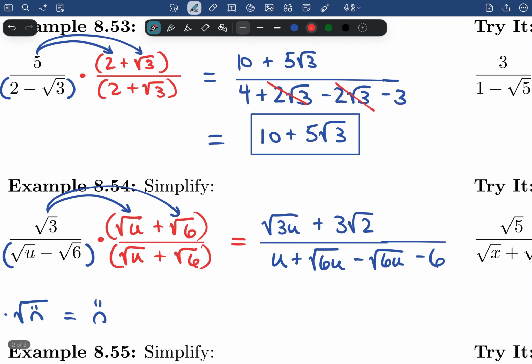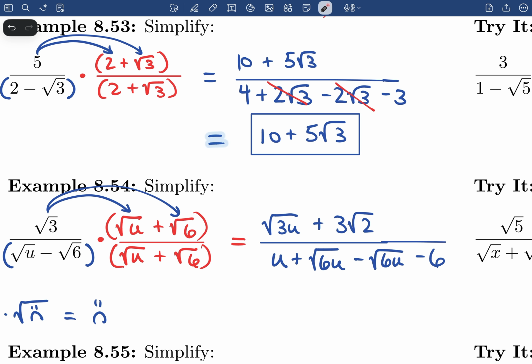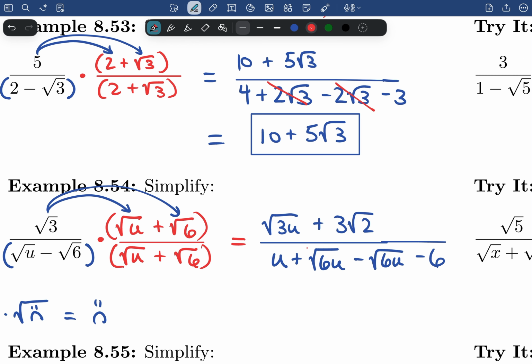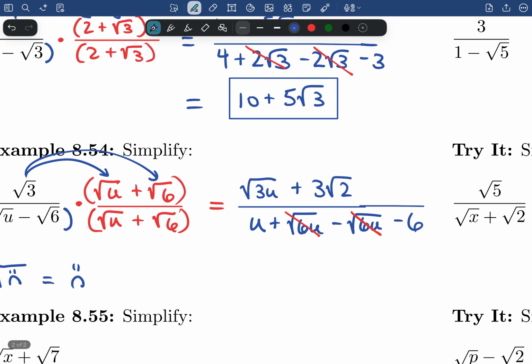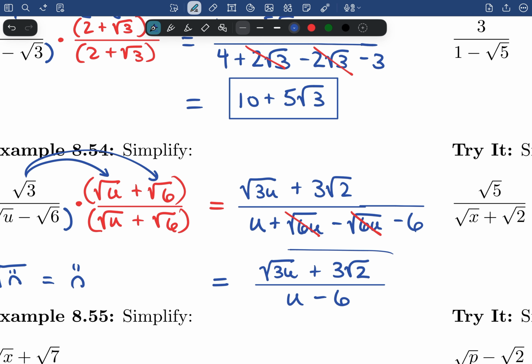And just like previously, how we saw the outer and inner terms of foiling cancel each other when you multiply conjugates, it happens again. Look, positive root 6u and negative root 6u are the same value, opposite sign, so those cancel. Which means we have just rationalized our denominator. No more radicals in the denominator. And so we'll write our final solution as the square root of 3 times u plus 3 times the square root of 2 divided by u minus 6. Done.